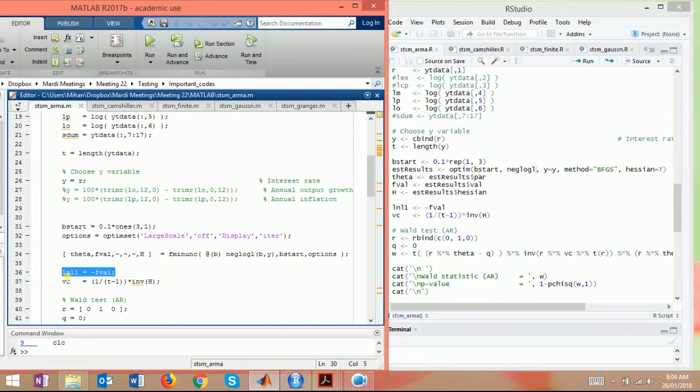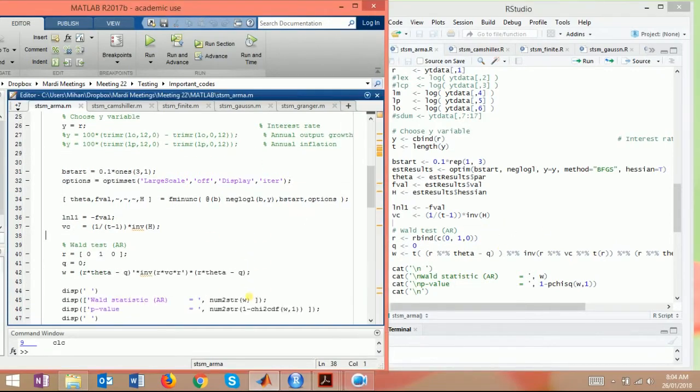Log L is minus F value, which has been estimated. Minus F value is given to us. And VC is inverse of 1 by T minus 1, inverse of Hessian. That is the omega, or the variance covariance matrix, known to us from a very long time.